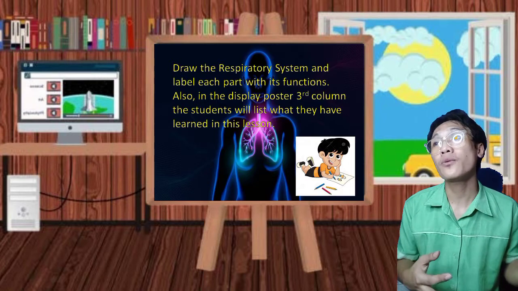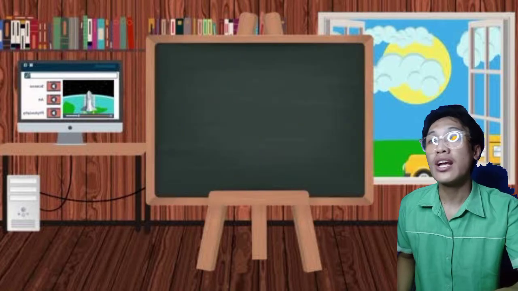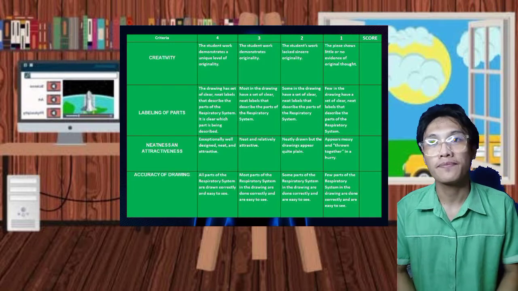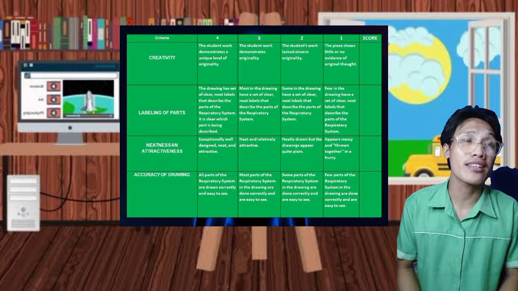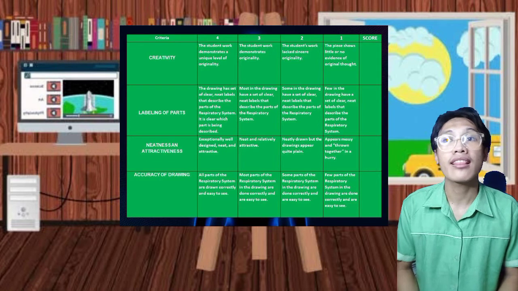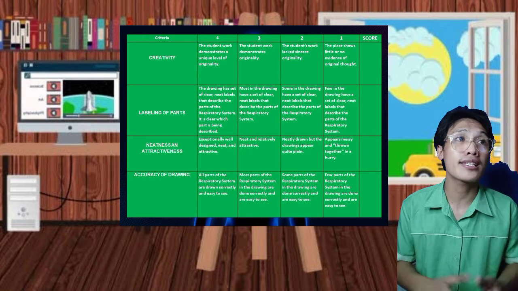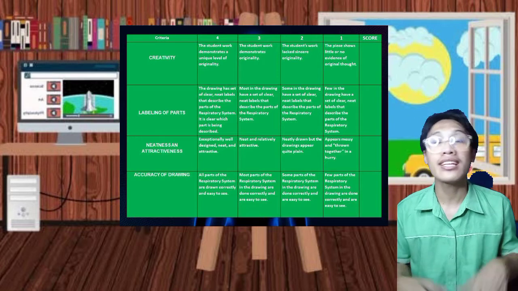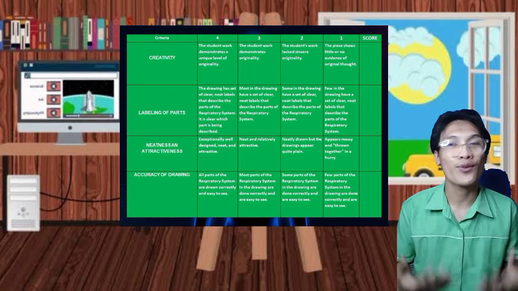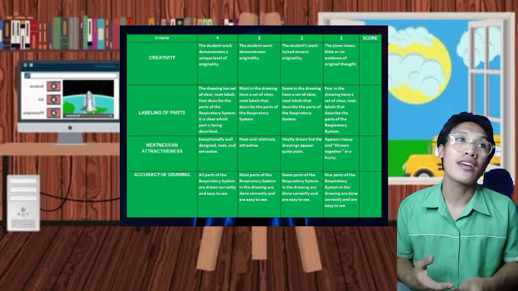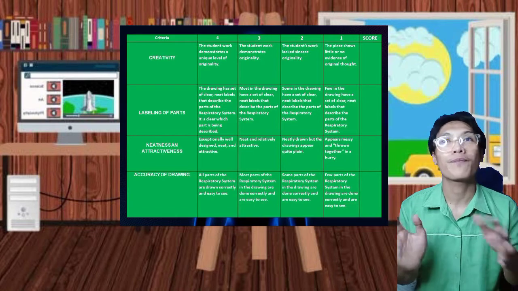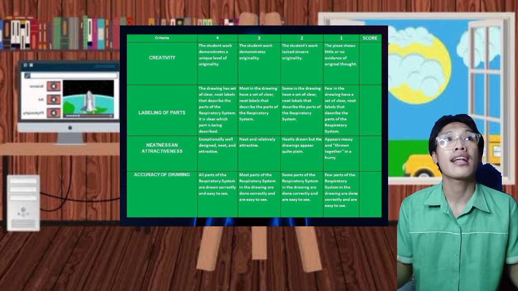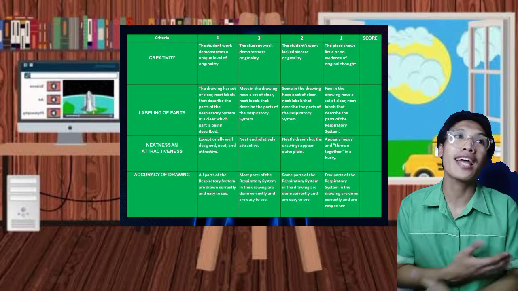So, also, here is the rubric for your drawing. You will see here the creativity, the labeling of parts, which is included in the criteria, then the neatness and attractiveness, of course, and then the accuracy of the drawing. So I think this is easy to understand.